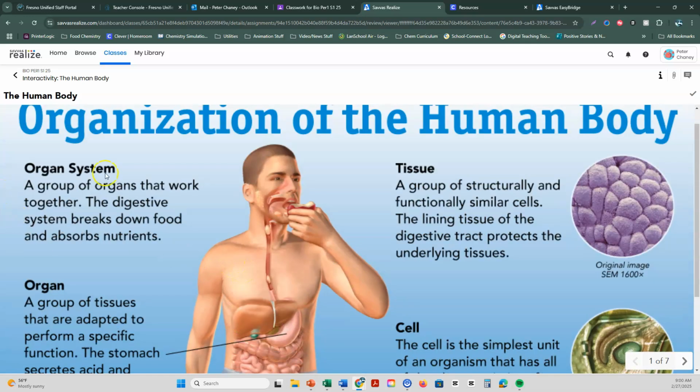And then lastly, you have an organ system, a group of organs that work together. The digestive system breaks down food and absorbs nutrients. And actually, our digestive system starts in the mouth with our chewing of food, and our saliva to break it down, and so forth. So it's part of the system.